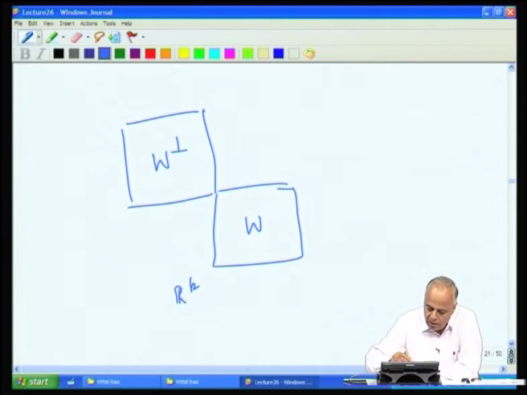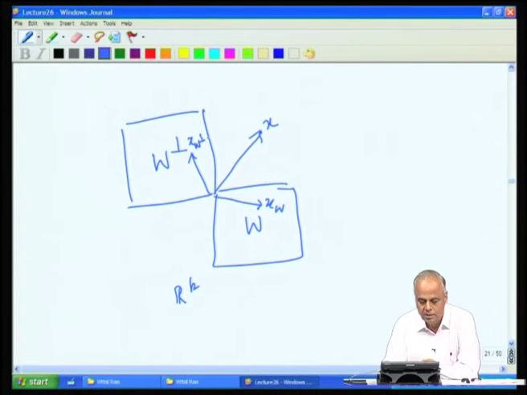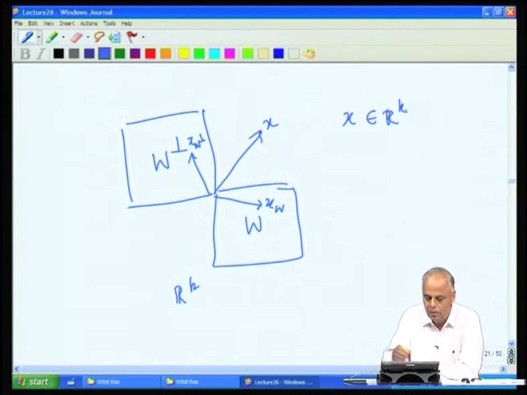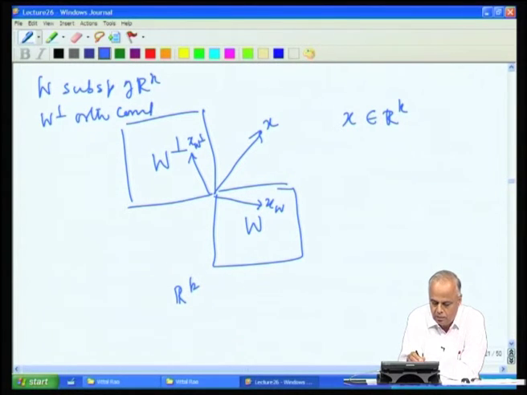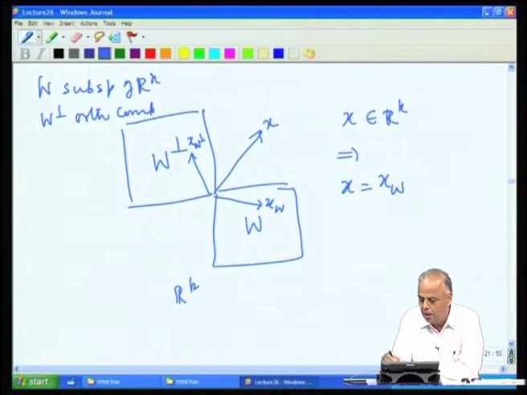We said that if you take a vector x in the space, it can be split into 2 parts, x_W and x_W perp. Now, x belongs to R^k, so we have W a subspace of R^k and W perp its orthogonal complement. Then x belongs to R^k implies x can be written as x_W plus x_W perp.